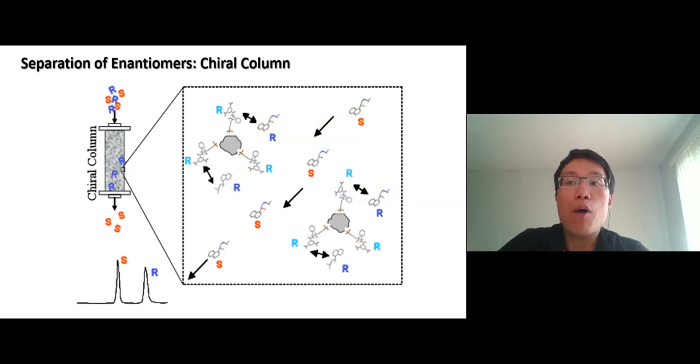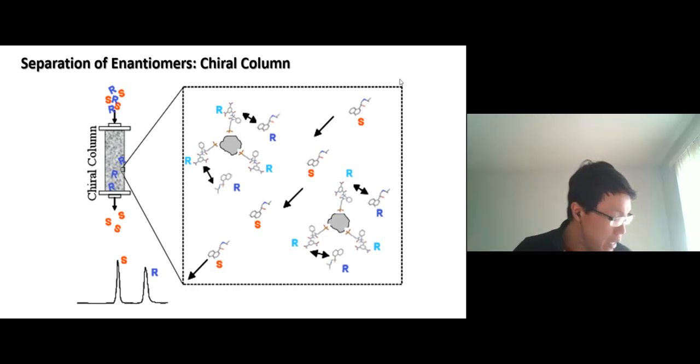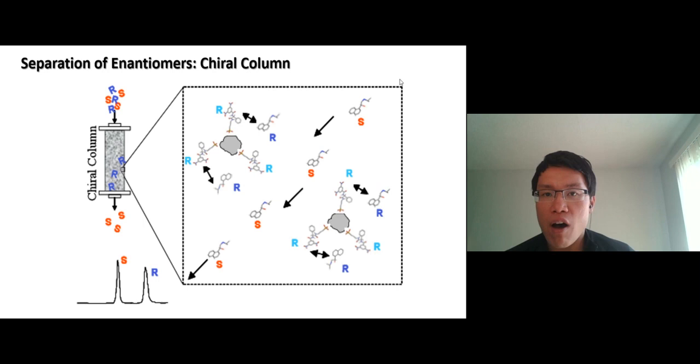Once we know how much R or S isomer are there in the solution, the next step is we have to separate them. But there's a little bit of a problem with the separation of a pair of enantiomers because they have the same properties, right? The only difference is optical activity, but the rest of the properties are exactly the same. So it's very difficult to separate them.